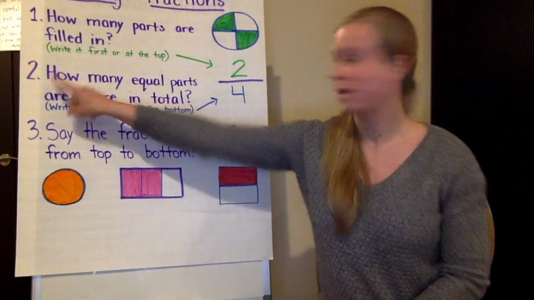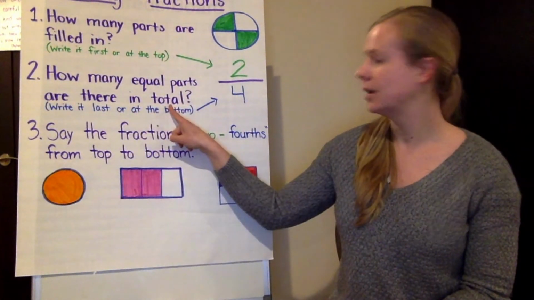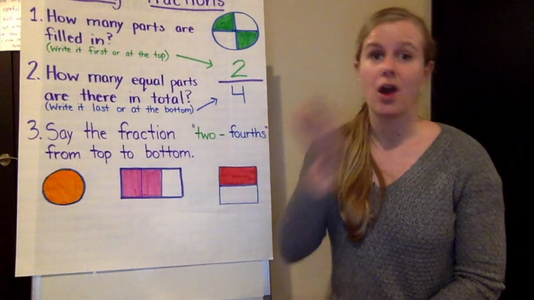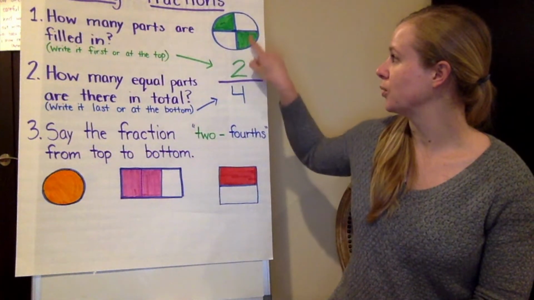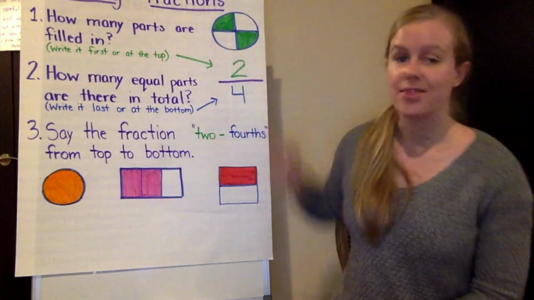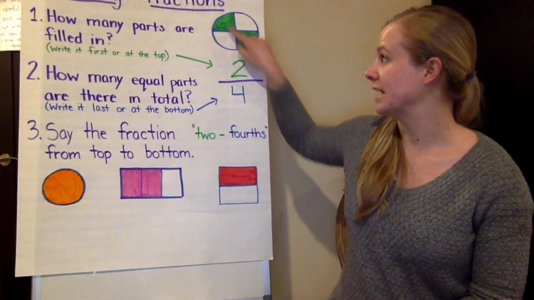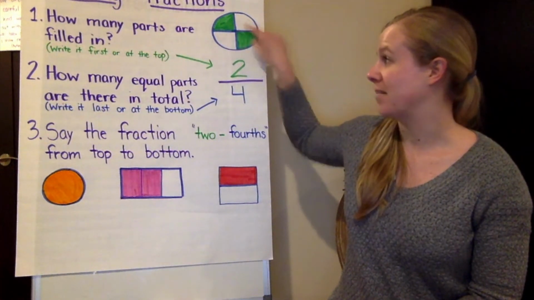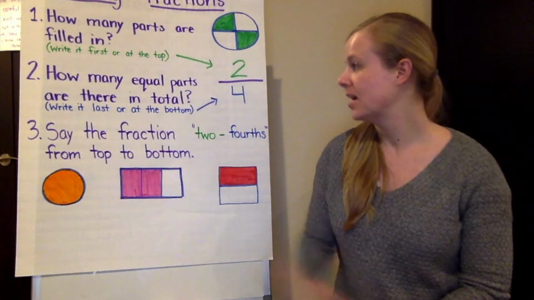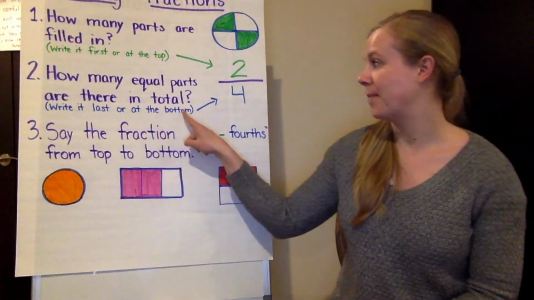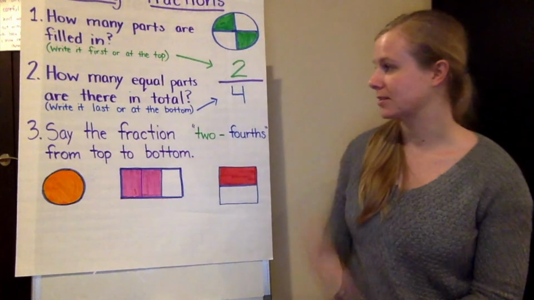Step 2, how many equal parts are there in total? That's when we figure out how many parts there are all together. 1, 2, 3, 4. This circle has 4 equal parts. Even though only 2 are filled in, I count all of them to figure out how many equal parts there are in all. We write that last or at the bottom. So here I wrote 4 for my 4 equal parts.